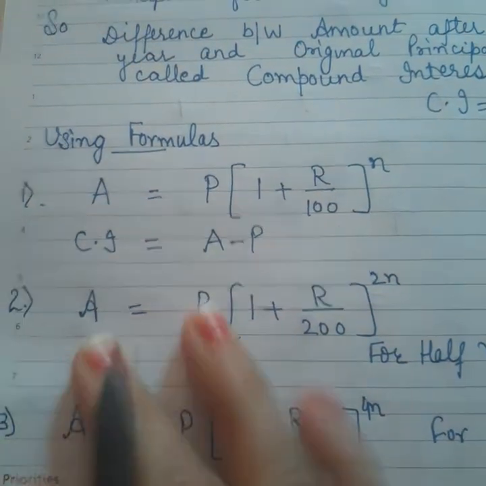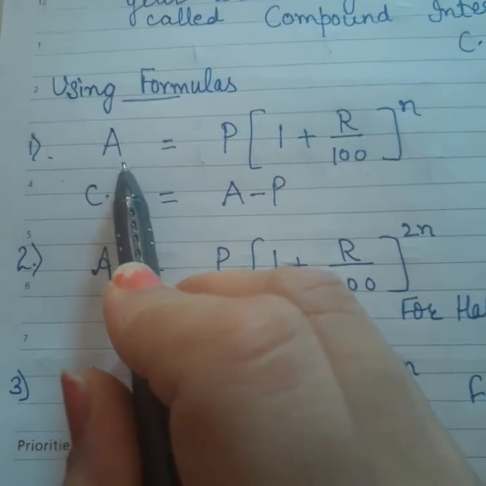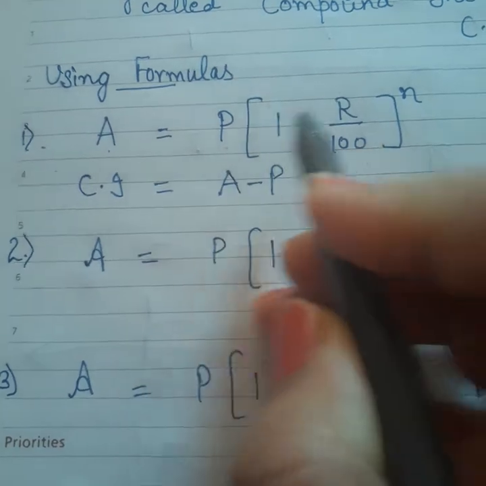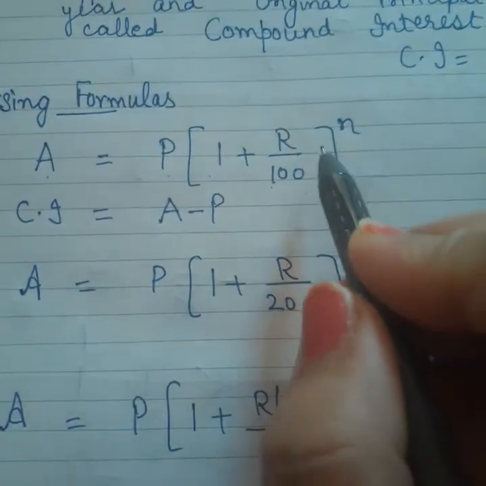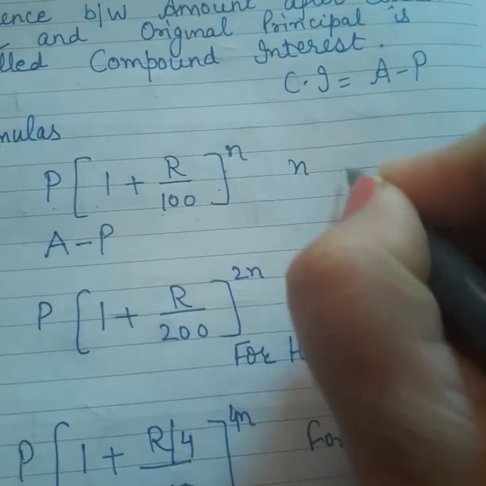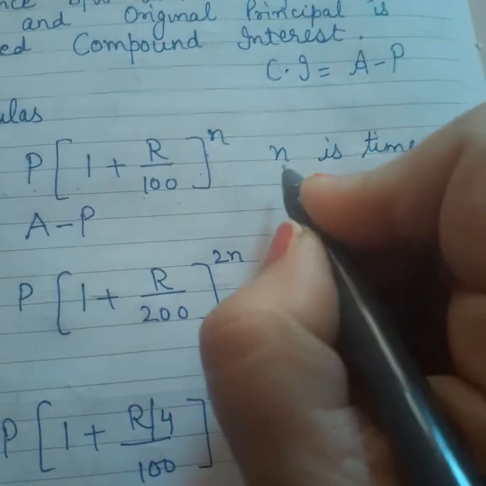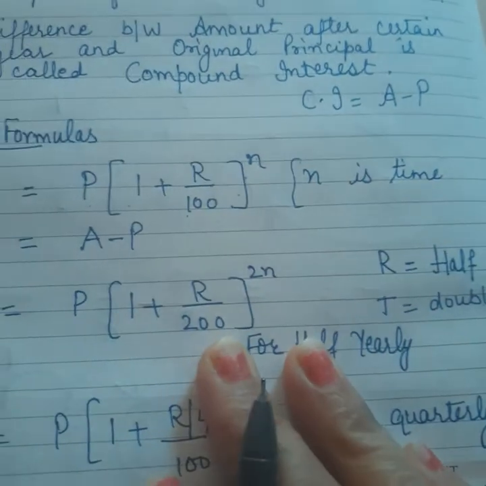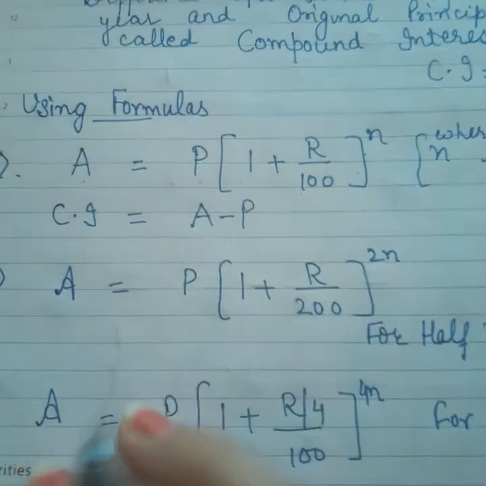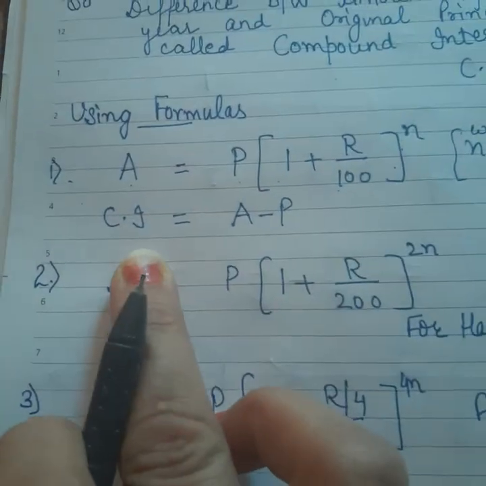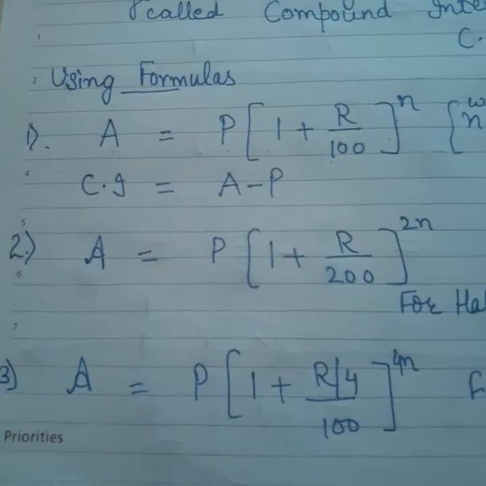For finding the compound interest, we apply the formula amount is equal to principal into (1 plus r by 100) raised to the power n, where n is the time. हमने t के साथ डिनोट नहीं किया, n के साथ किया. Where n is the time, r is the rate of interest, p is the principal. And for the compound interest, we apply the formula amount minus principal.